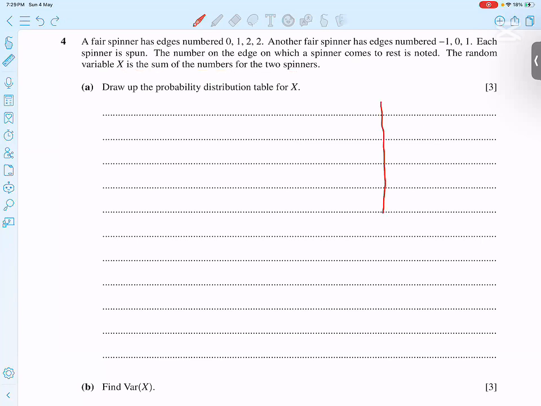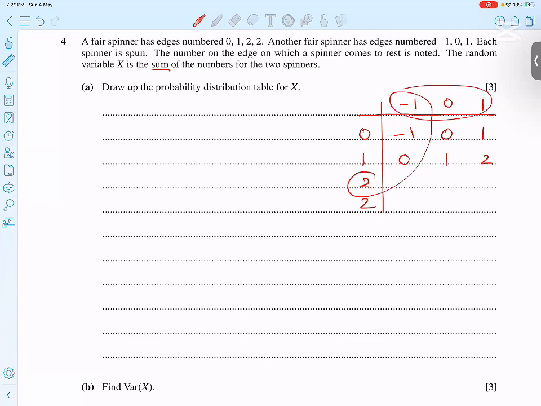The best technique for this kind of question is to make a table. I write here 0, 1, 2 for one spinner, and for the other one, -1, 0, and 1. Sum means add. So adding them, I get -1, 0, 1. Then I get 0, 1, 2. And adding this with all, I get 1, 2, 3.